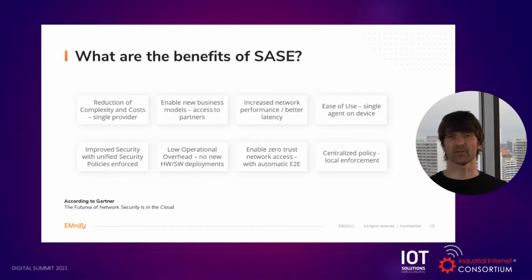Naturally, if you don't have the star-like topology where all the data goes back to the data center, you will have increased network performance and better latency. SASE also enables zero trust network access, so basically giving an automatic end-to-end encryption. And overall, it's ease of use. You just have a single agent on the device, or even agentless, and with that, make sure that your data is secure. With the centralized policy, you are able to have local enforcement distributed from all your devices.